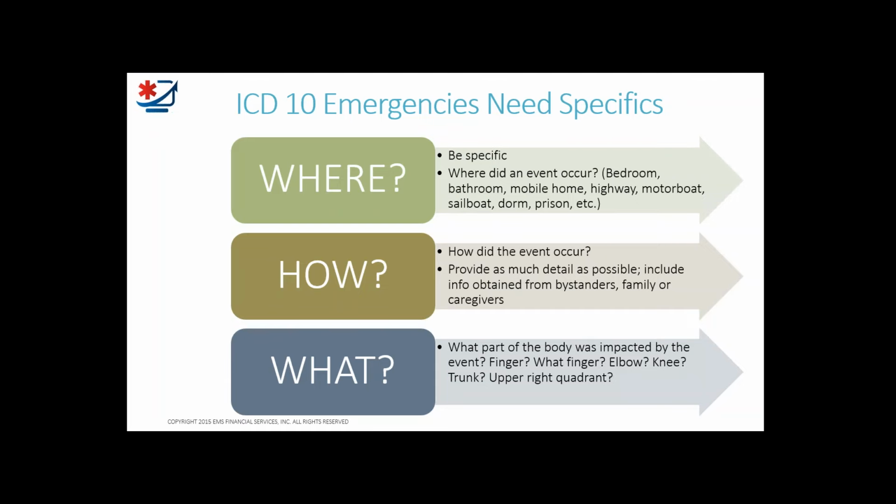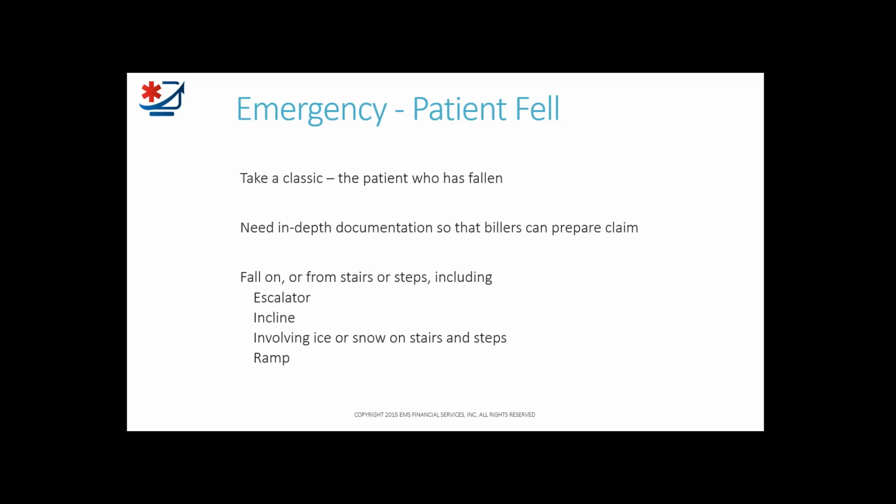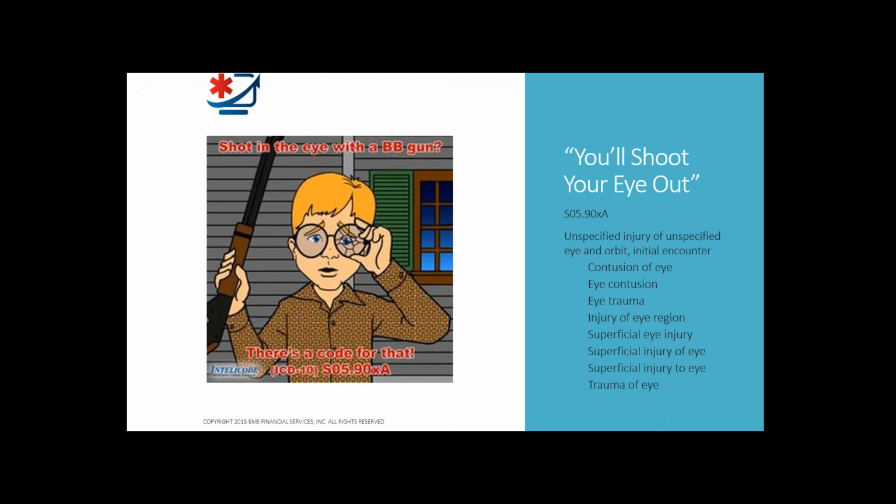Where did something happen? What is the mechanism of injury? Where did an event occur? What is the HPI, and how did it occur? And provide information from bystanders or family or caregivers, and what part of the body was impacted, the right, the left, the upper, the lower. And when we're looking at things like emergencies, a simple thing like a patient who fell from steps or stairs, we need to know, was this an incline? Was there ice or snow? Was it a ramp? We need to have specifics.